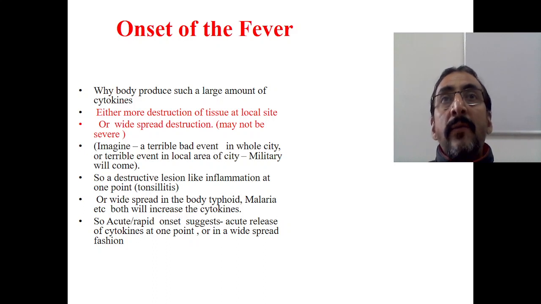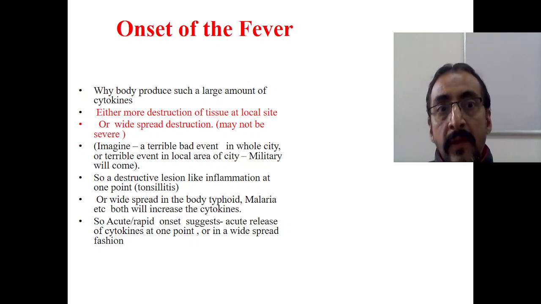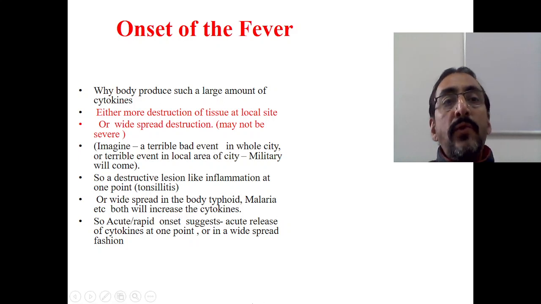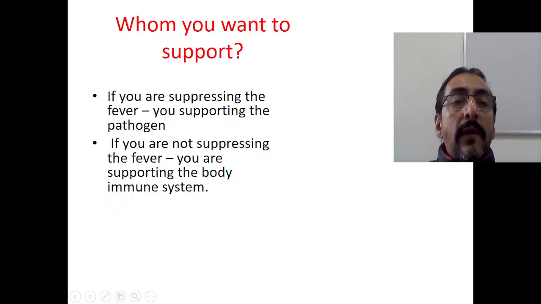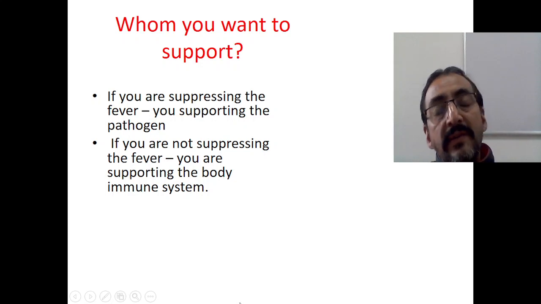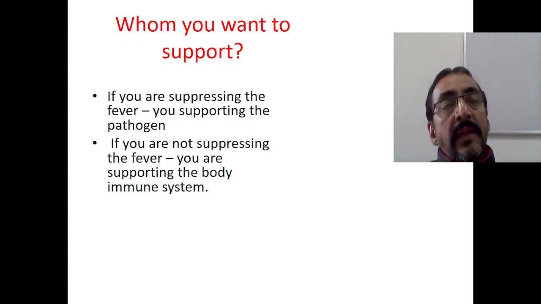So look at whether, when the patient has an acute onset, the symptoms are localized or widespread. If localized, look for symptoms like tonsillitis or pharyngitis, etc. If it is widespread, look for symptoms like typhoid or some other fevers. So this is how we have to go through the onset of the fever. The rest of the things we will study in the next class.